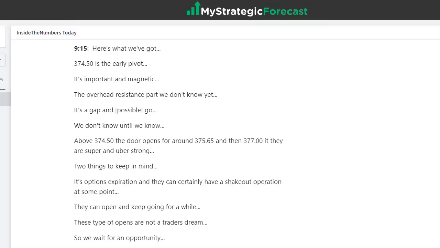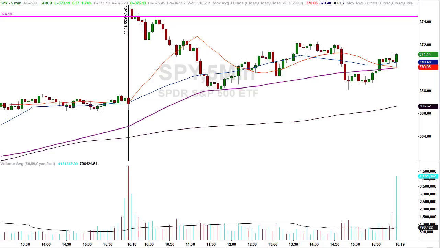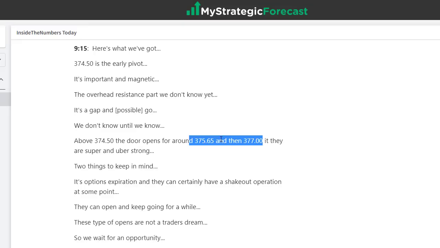374.50 is the early pivot. Just to get a visual under our belt, right of the vertical is today's activity, 374.50, horizontal line running across the screen. That was the pivot. The bull case is above, the bear case is below. They couldn't even spend 5 minutes above the pivot. Here's the higher stuff, 375.65. That's where they came up short of. You'll see that again. We'll get to that later.